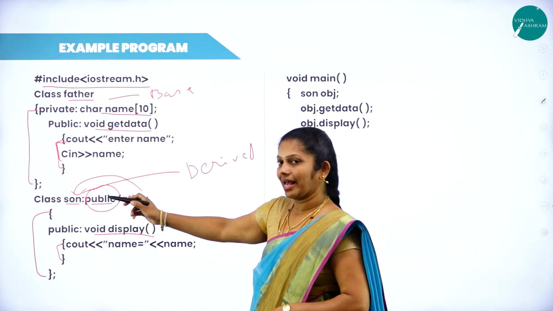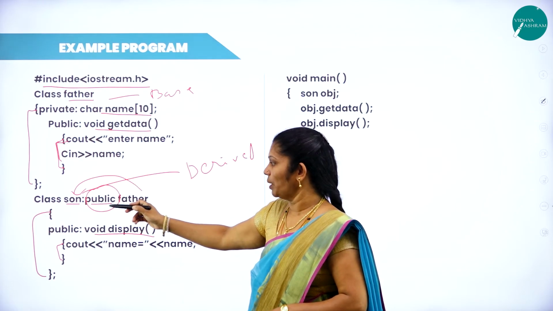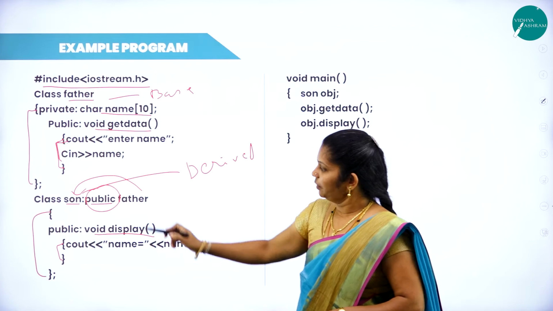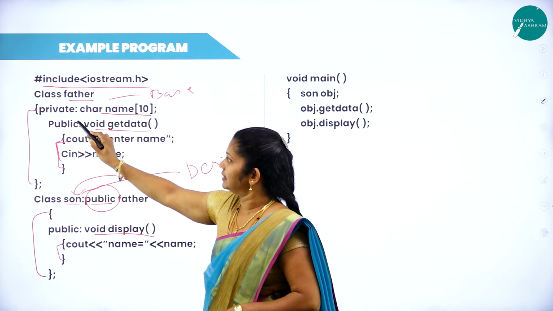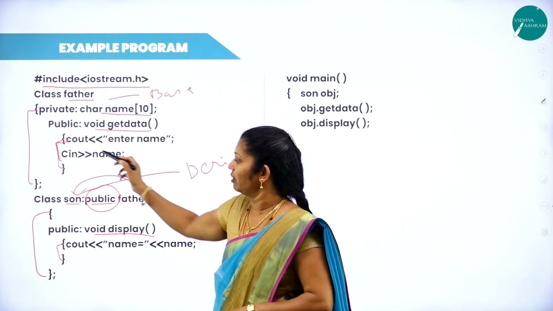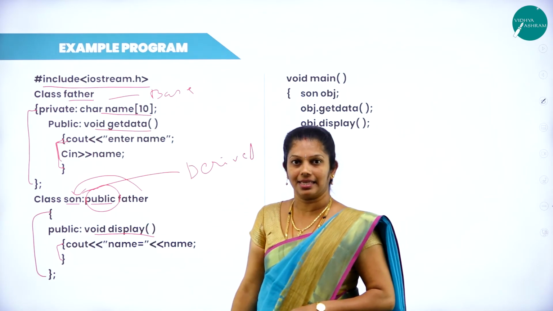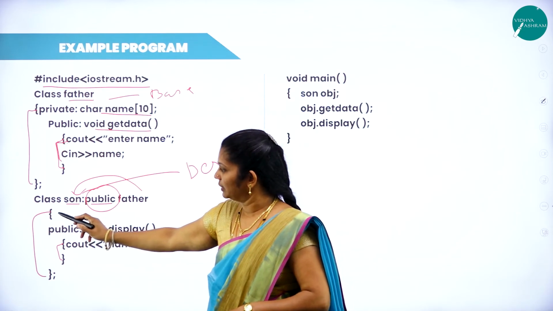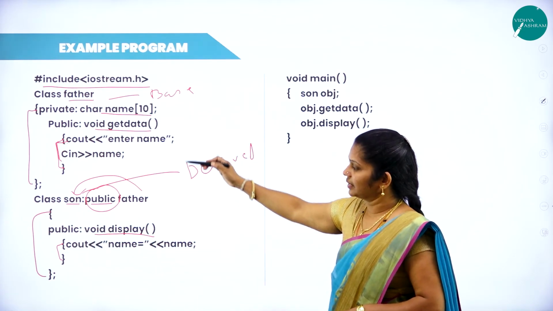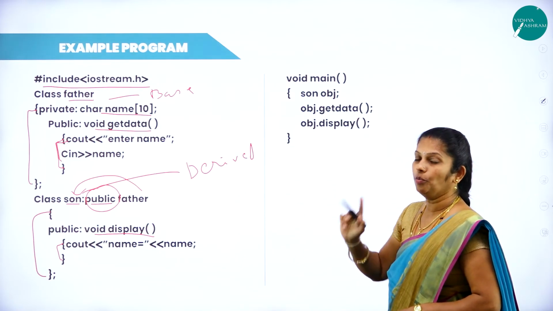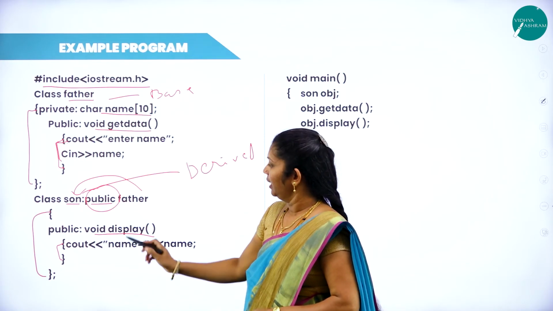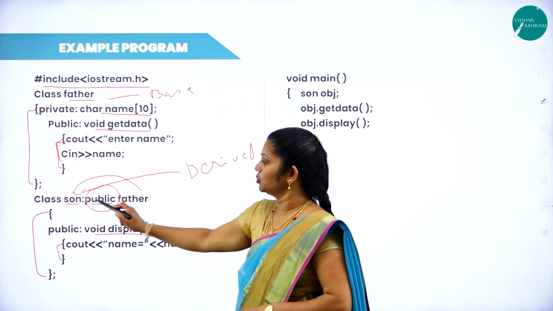With the public access specifier, visibility mode public, if I give that, then the properties of father can be transferred to son. It means that son has this data as well as these functions. Whatever functions we have here can be accessed by the son class. Then we close the son class here. In this program, we have two member functions: one is the get data member function belonging to the father class and the void display function belonging to the son class.